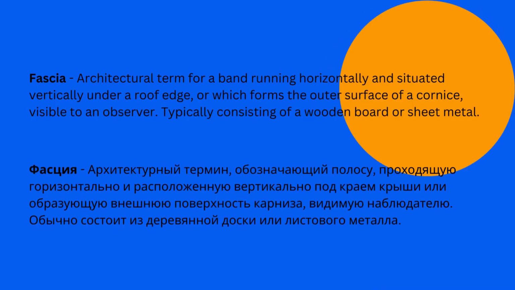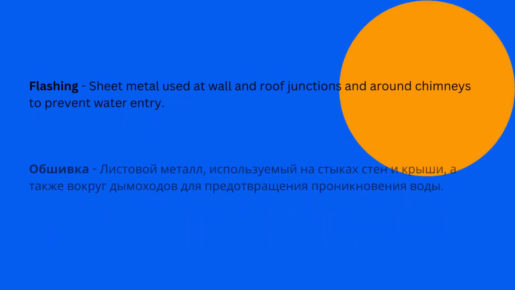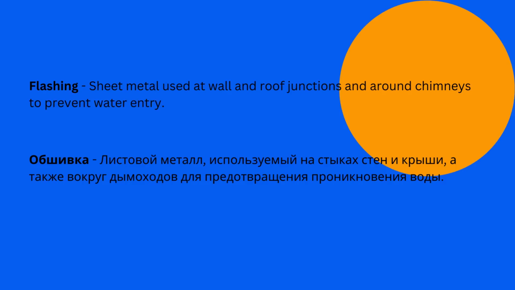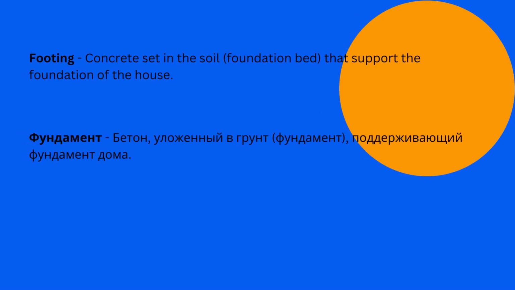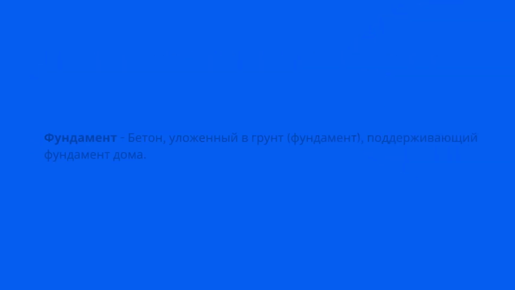Fascia. Architectural term for a band running horizontally and situated vertically under a roof edge, or which forms the outer surface of a cornice, visible to an observer. Typically, consisting of a wooden board or sheet metal. Flashing. Sheet metal used at wall and roof junctions and around chimneys to prevent water entry. Footing. Concrete set in the soil, foundation bed that supports the foundation of the house.